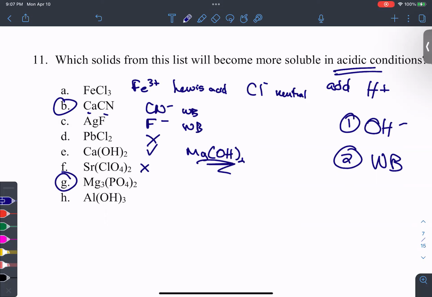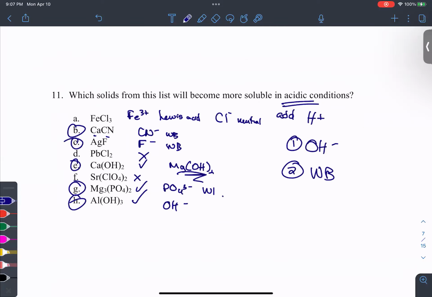Okay, last one, aluminum hydroxide. Yes, no, yes, good. And the last one here, phosphate is a weak base. It's a weak base because phosphoric acid is a weak acid. Aluminum hydroxide, again, because of that hydroxide that's there. Okay. Oh, I didn't circle that one, or that one. I didn't circle a lot of them. But you have the key.